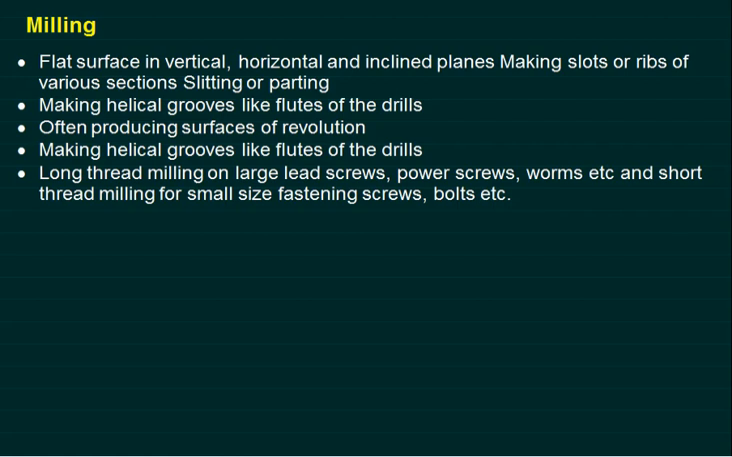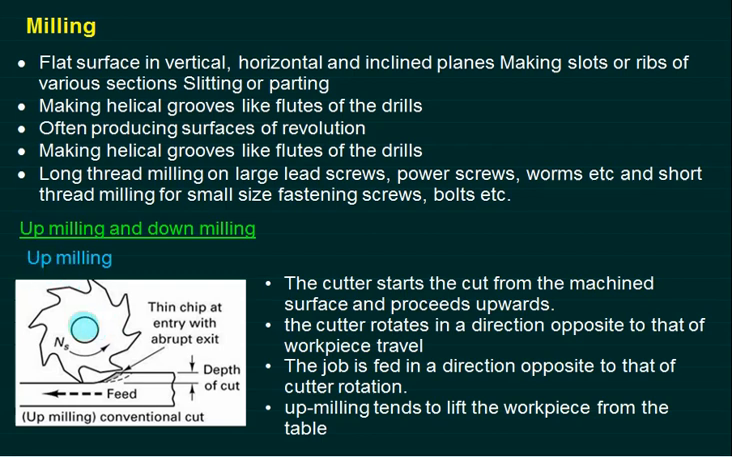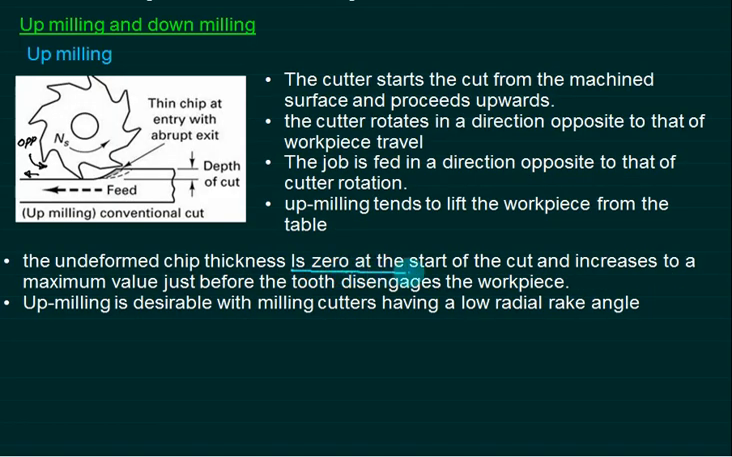There are two types of milling used, basically up milling and down milling. In the case of up milling, the cutter starts the cut from the machined surface and proceeds upward. The cutter rotates in a direction opposite to that of workpiece travel. The direction of rotation and direction of workpiece are opposite in the case of up milling. That is, it rises upward. Because of the downward force, it will move upward. Therefore, it is called the up milling process. The undeformed chip thickness is 0 at the start of the cut and increases to the maximum value just before the tooth disengages the workpiece.